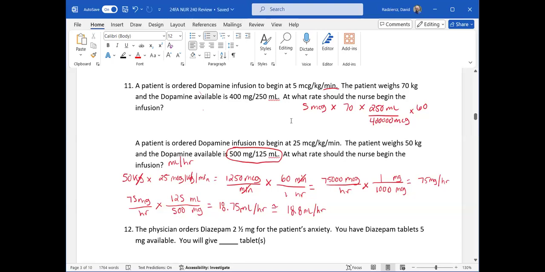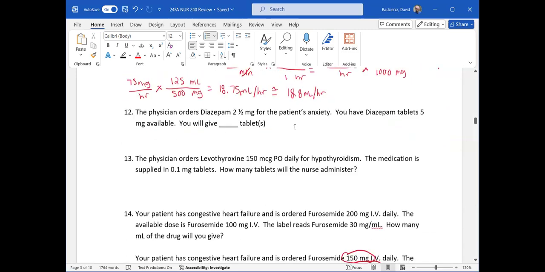So again, what you can do, like others have done, is convert your milligrams to micrograms right off the bat, and that's perfectly fine to do. Now you know how to do it the other way too if you want to.